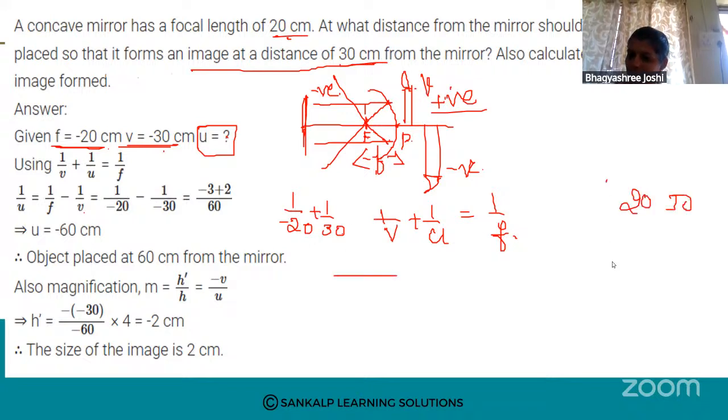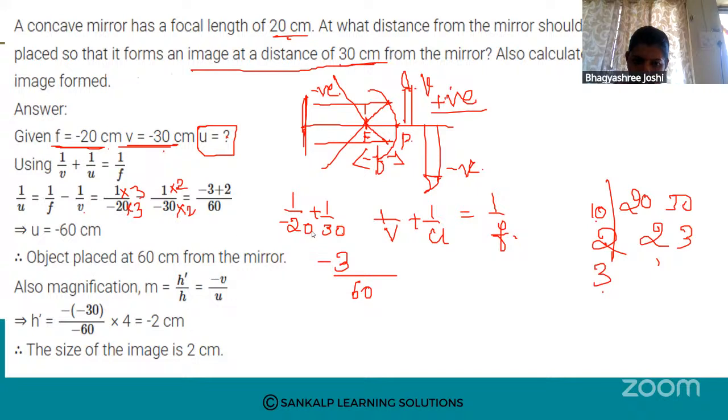So LCM is, 10 2s are 10 3s are... So this is 2 and this is 3. So 10 2s are 20, 20 3s are 60. So 60 is the LCM, right? So 60 means 2 3s are, 3 2s are. Right? So 1 into 3 is 3.